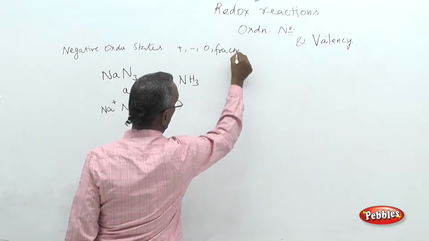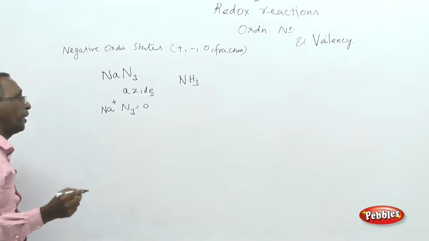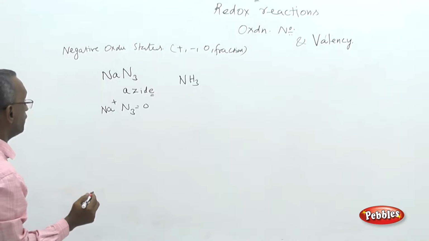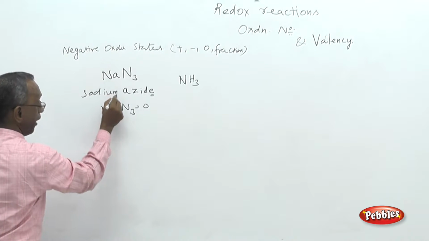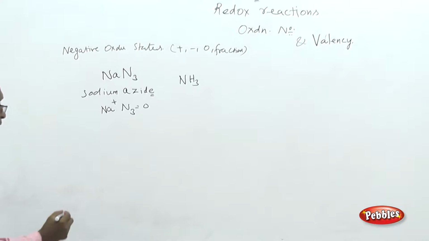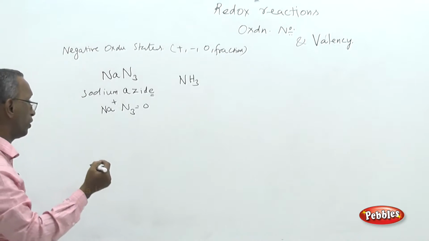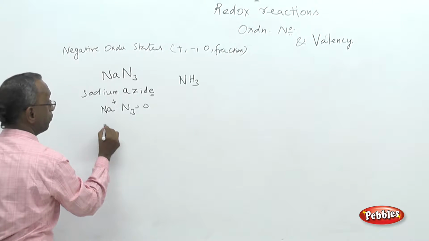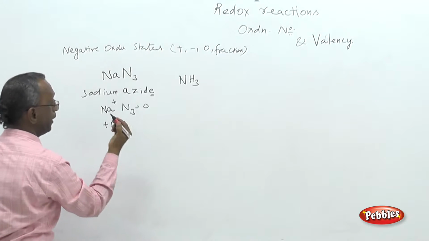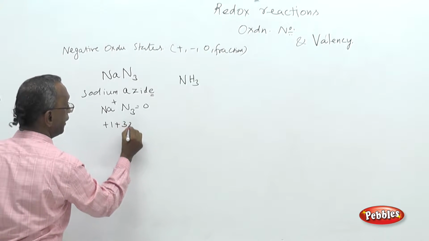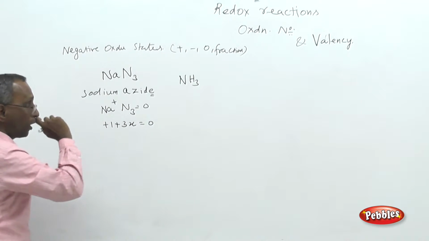We can test this. First, let us calculate the oxidation state of nitrogen in the compound sodium azide. Sodium azide has the formula NaN3. Sodium loses one electron to form a positive charge, so its oxidation state is +1. Plus, there are 3 nitrogen atoms whose oxidation state we have to find. Let it be x. The sum equals 0, so overall it is a neutral molecule.